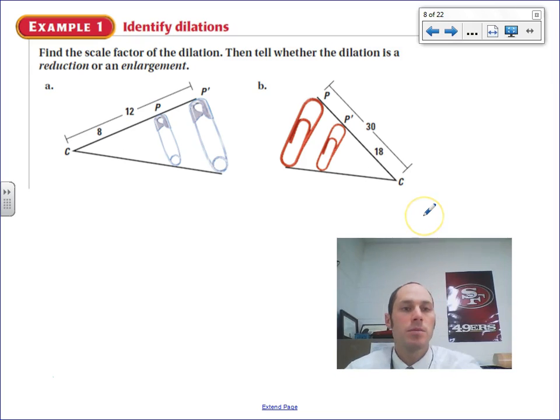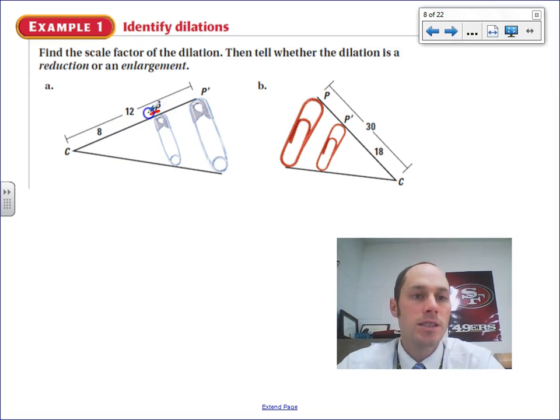So just considering if something's a dilation, if it's a reduction or enlargement, we just look at the figure. So this is the pre-image, this is the image. So I'm going from 8 to 12. So that is an enlargement.